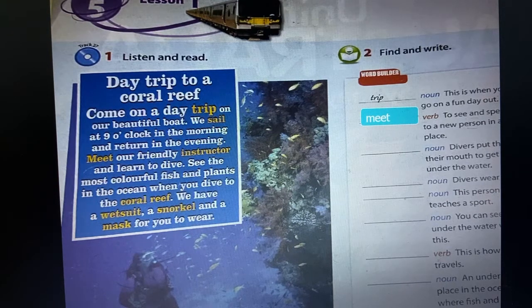Day trip to a coral reef. Come on a day trip on our beautiful boat. We sail at 9 o'clock in the morning and return in the evening. Meet our friendly instructor and learn to dive. See the most colorful fish and plants in the ocean when you dive to the coral reef. We have a wetsuit, a snorkel, and a mask for you to wear.